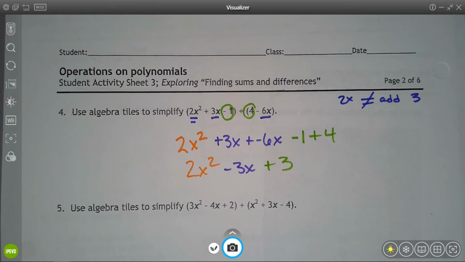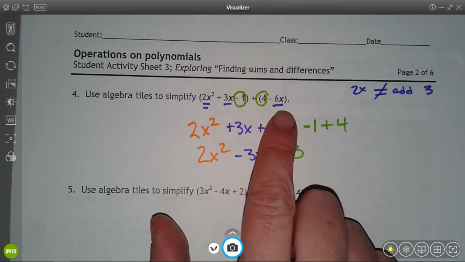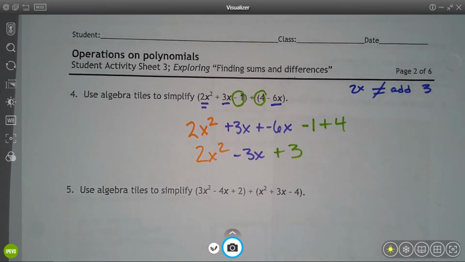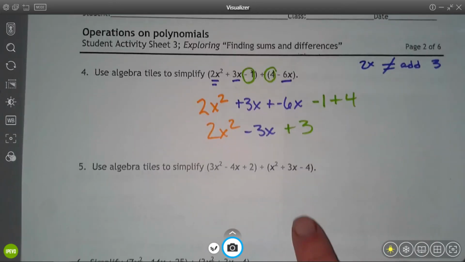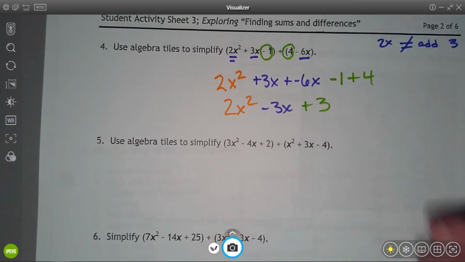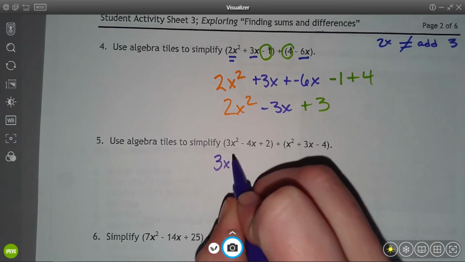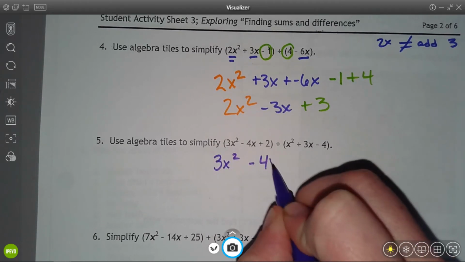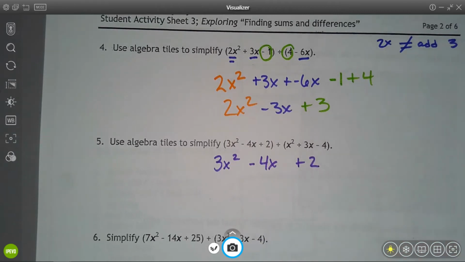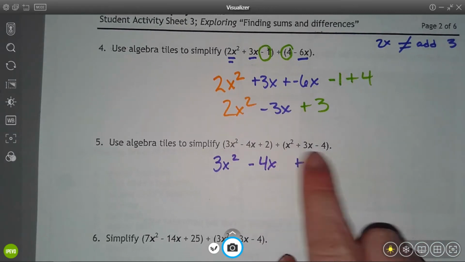Okay. Another way we could do this is to line them up. So that's one way that you guys can do it. That's, again, several ways that we can look at this, as long as you're only putting together like terms. Some teachers like it if you line things up. So this is an addition problem. We're going to say 3x squared minus 4x plus 2. And my second one, now you have to make sure that you line it up with its like terms.